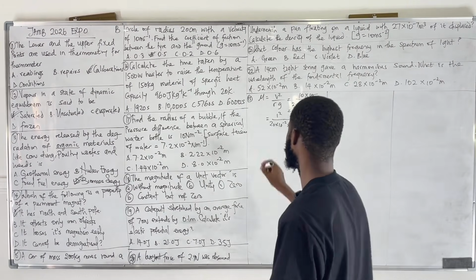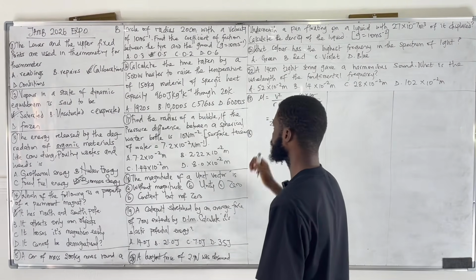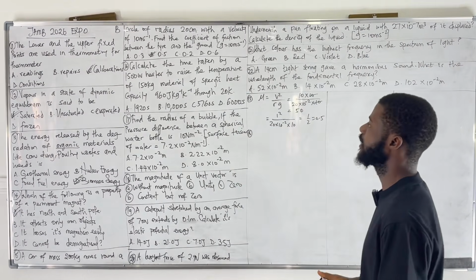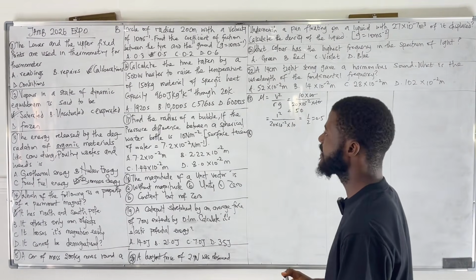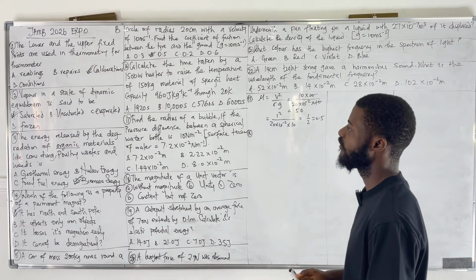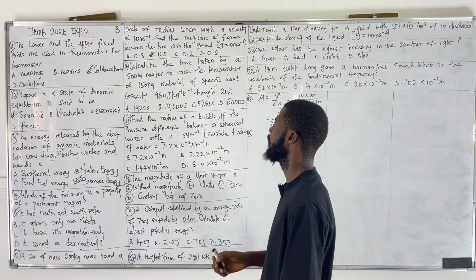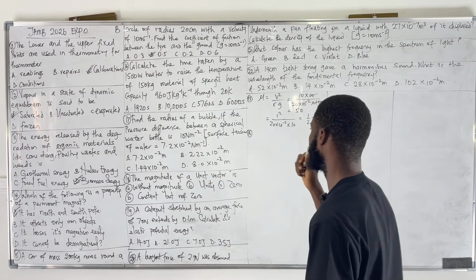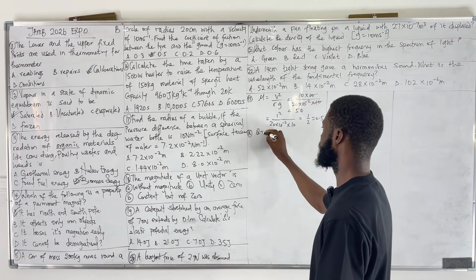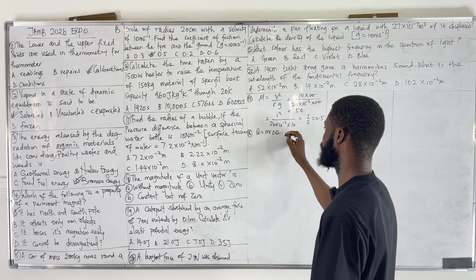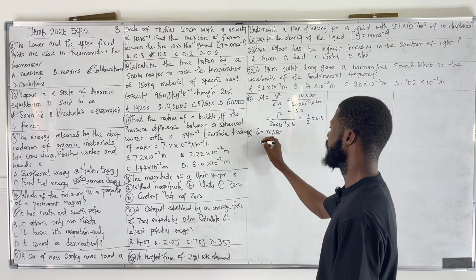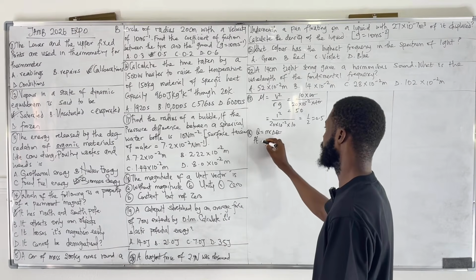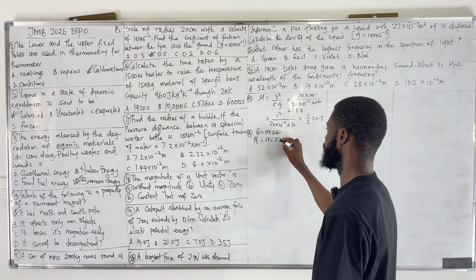Number 16. That's a calculation. Calculate the time taken by a 1500 watt heater to raise the temperature of 150 kilogram material of specific heat capacity this through 20 Kelvin. Remember that quantity of heat is MC, change in temperature. Now that quantity of heat is actually power times time. So that's equal MC, change in temperature.